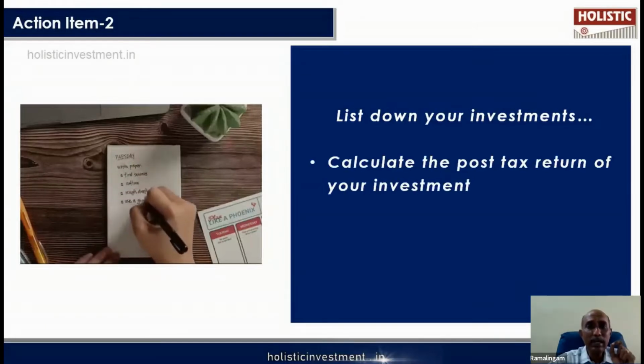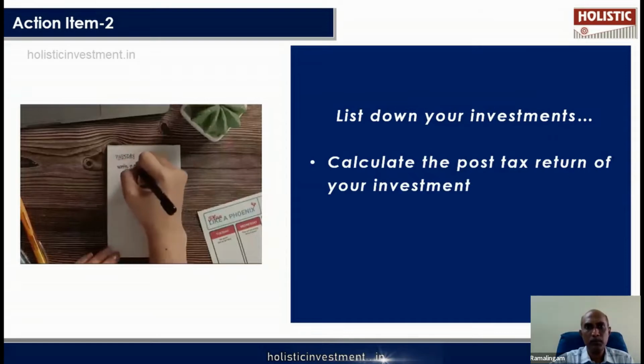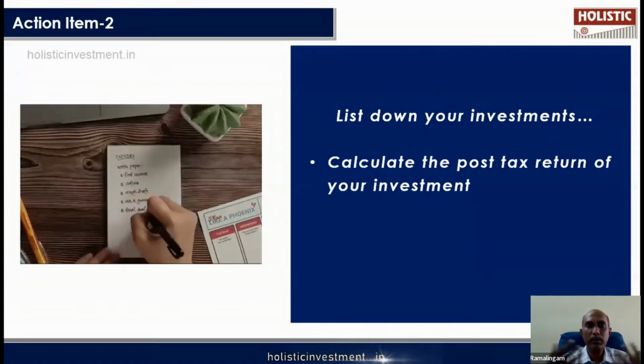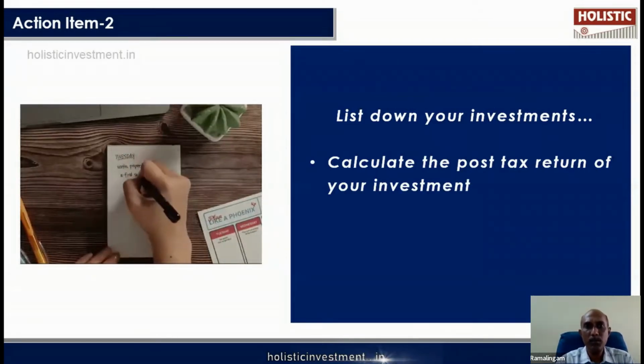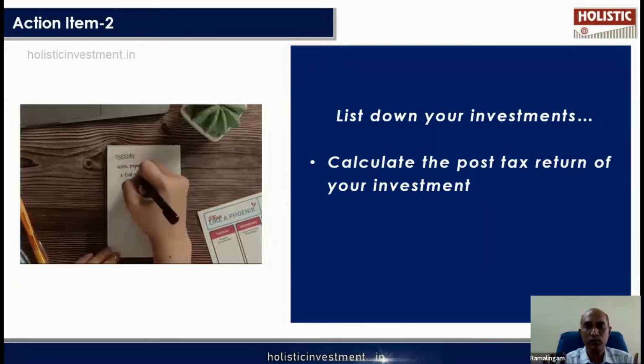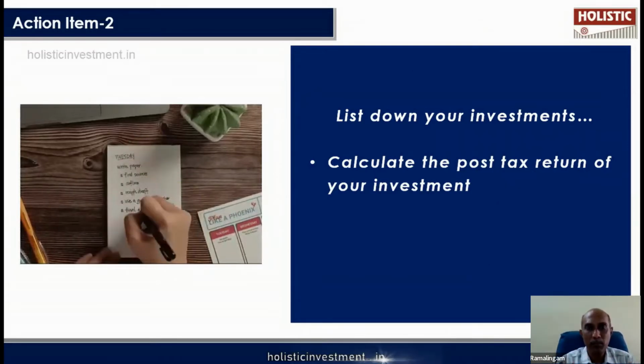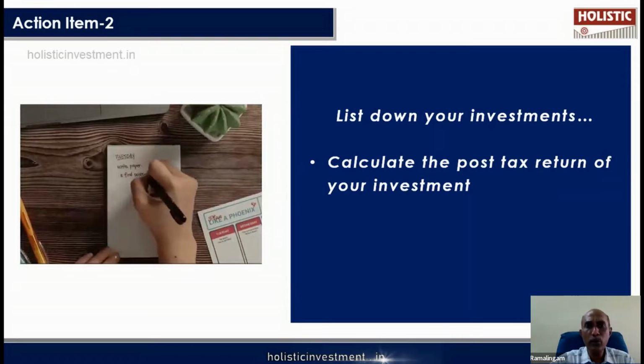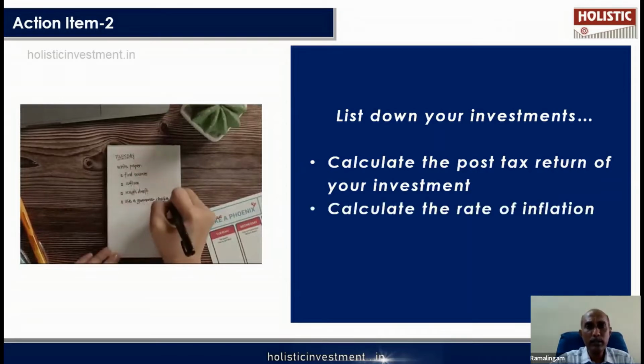Calculate the post-tax return of your investment. Many times we think, okay, FD is giving me 6%, PPF is giving me 7.1%. Both are not the same. With FD you have to pay tax, PPF is tax-free. So both are not the same. So identify the post-tax return.